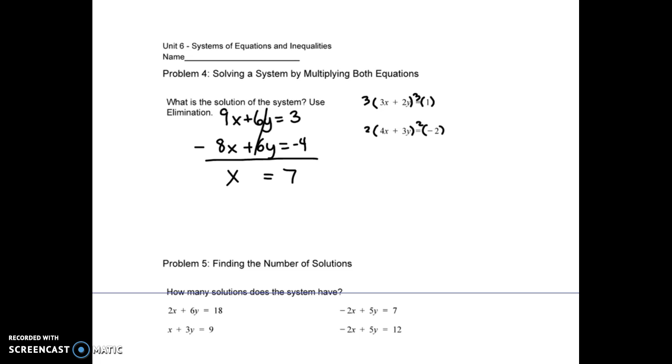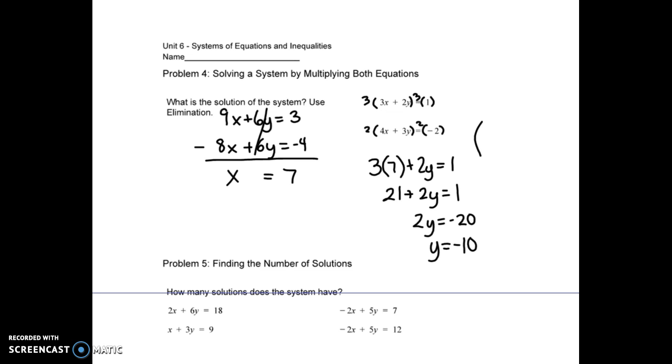Now we need to plug that into one of them. So 3 times 7 plus 2y is equal to 1. 21 plus 2y is equal to 1. Subtract 21 from both sides, and we get 2y is equal to negative 20, and then y is equal to negative 10. So our answer is going to be 7, negative 10.